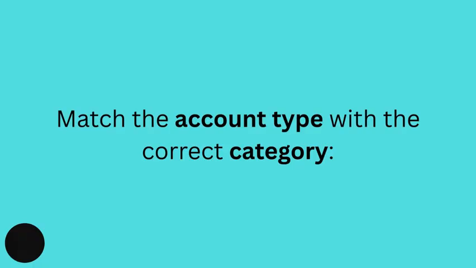First, we have expenses. These are costs incurred in the process of earning revenue, like rent or utilities. Next, think about assets. These are valuable resources owned by a company, such as equipment or accounts receivable. Lastly, we have liabilities. These represent obligations or debts, like a bank loan that needs to be repaid. Remember, matching these account types with their correct categories is crucial for understanding financial statements and overall accounting principles. Let's see how well you can identify these account types. Take a moment to think about the options presented as we dive into the matching exercise.